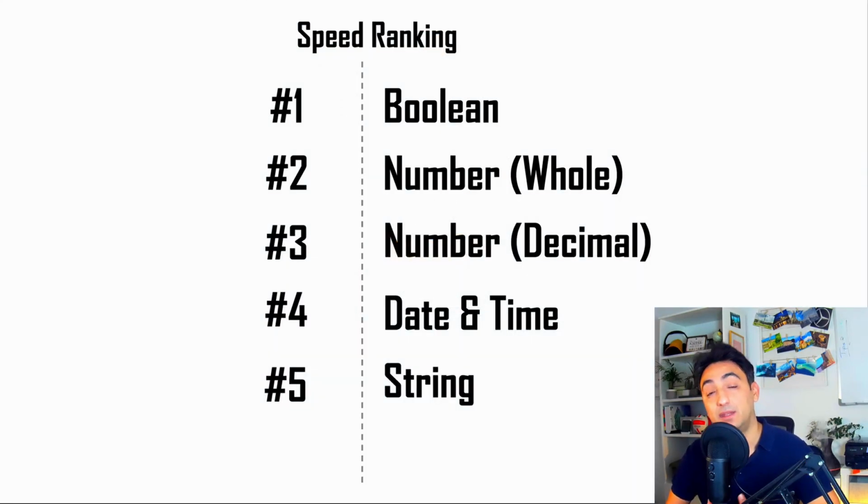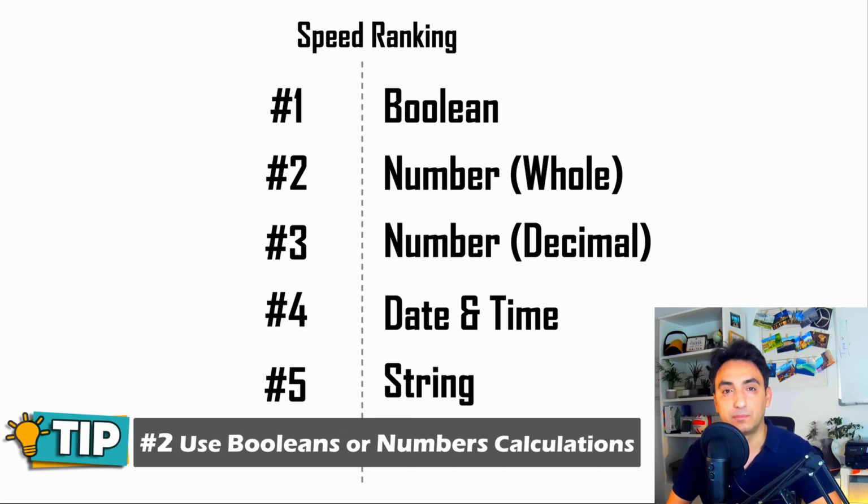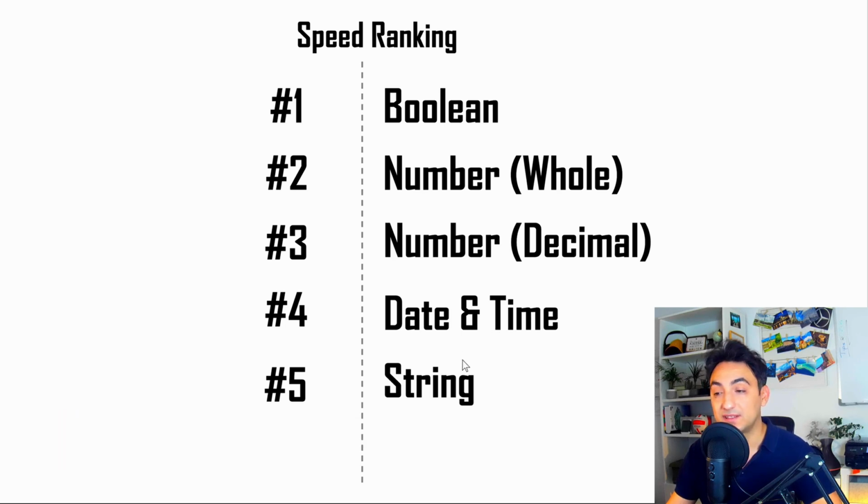So the next tip is about data types. Data types have a huge impact on performance, especially in calculations, because computers can process numbers and booleans much faster than strings and dates. Here's my ranking list of those data types. First, I always try the boolean because it is the fastest type. Then I try the whole number. Next we have number, decimal or float. Next we have dates and time, and the worst type in calculations is the string.